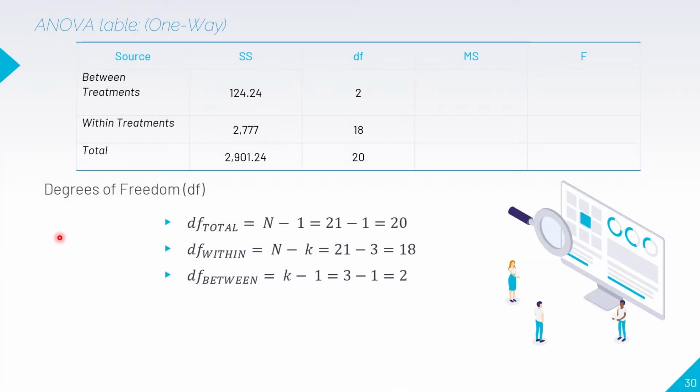So in finding the degrees of freedom, or DF, the DF total is equal to N minus 1. N, right, is 21. 21 minus 1 is equal to 20. Now our DF within is equal to N minus K. N is 21, and K is 3. 21 minus 3, we have 18. DF between is equal to K minus 1. Since K is 3, 3 minus 1 is 2. So these are now our DFs.